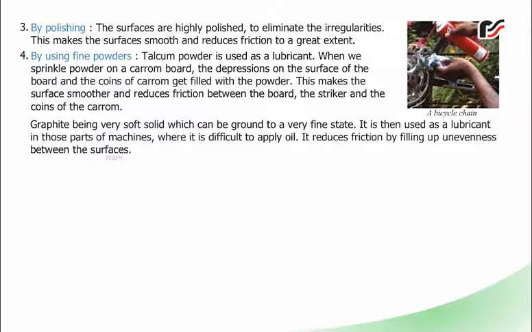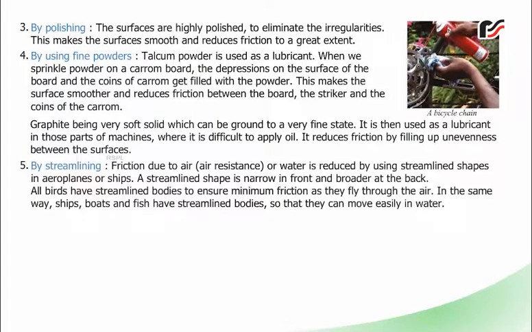Graphite is a very soft solid, which can be ground to a very fine state. It is then used as a lubricant in those parts of machines where it is difficult to apply oil. It reduces friction by filling up unevenness between the surfaces.